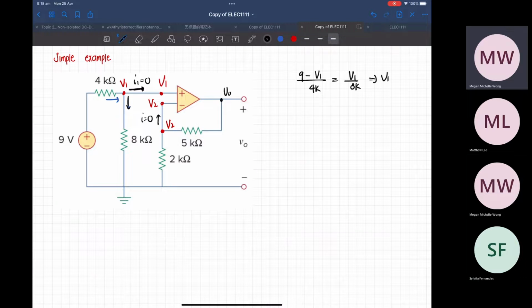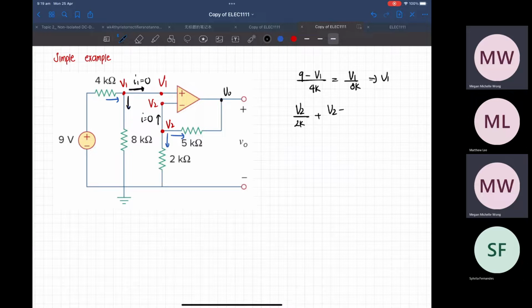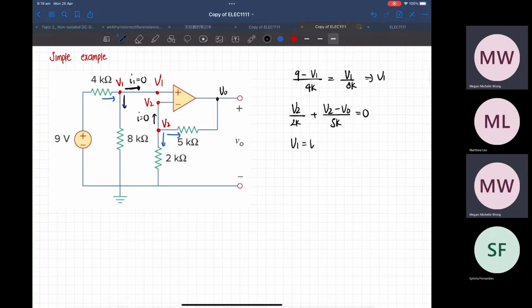The second equation would be, let's mark the currents, this one and this one. V2 over 2K plus (V2 minus Vout) over 5K will be equal to 0. Since V1 is equal to V2, you can just solve for Vo and then you get the answer.